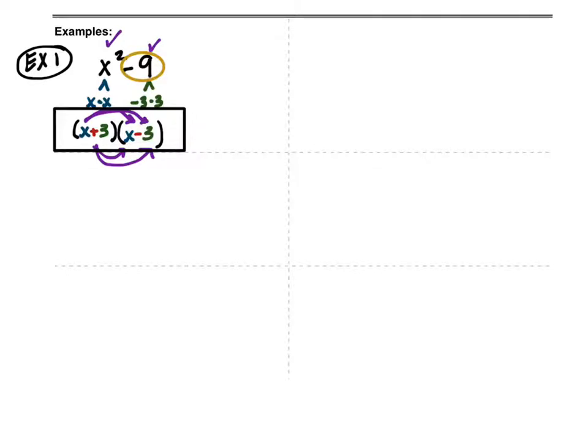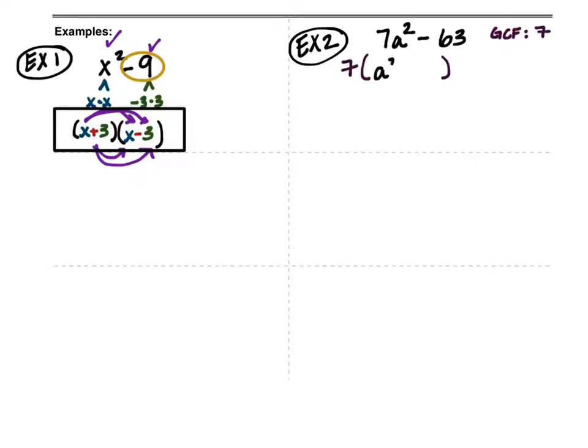So in example number 2 we have 7a squared minus 63. And I'm going to take a look and recognize, do I have a GCF? And in this case I do. It's a 7. And so when I take a 7 out, I am left with the terms a squared minus 9. And the a squared minus 9 looks very, very similar, if you recognized, to example number 1. And so that's a huge piece that we're working with, is just being able to recognize, hey, we've kind of done that before. So in this situation, the only difference is we have a greatest common factor.